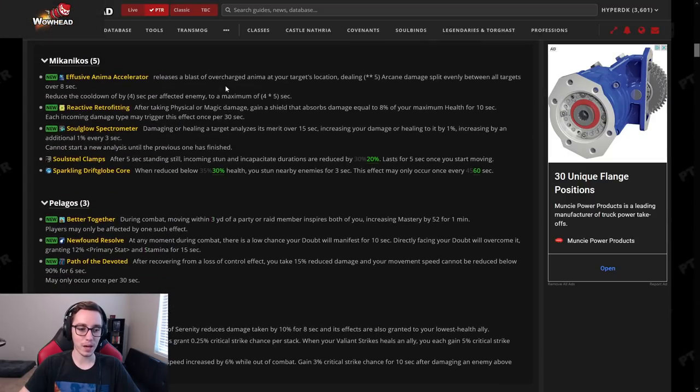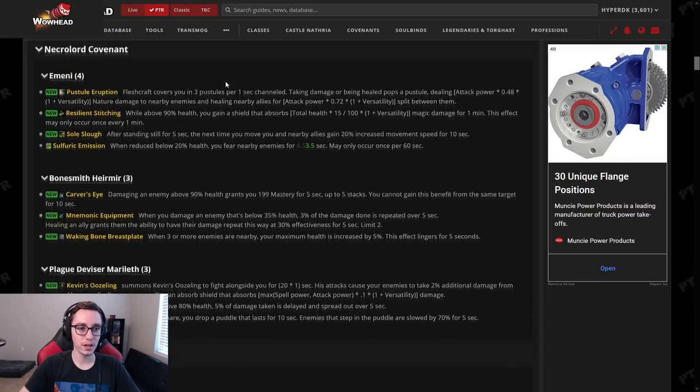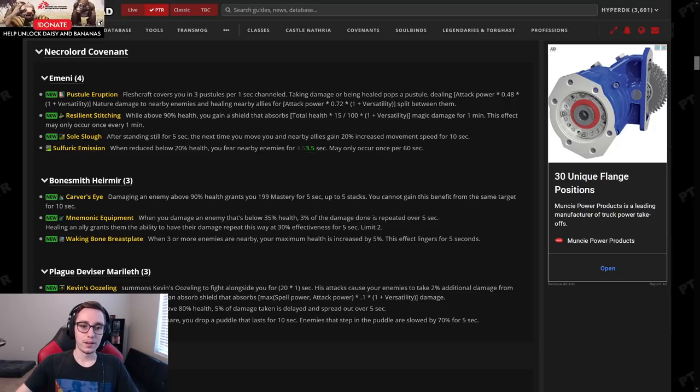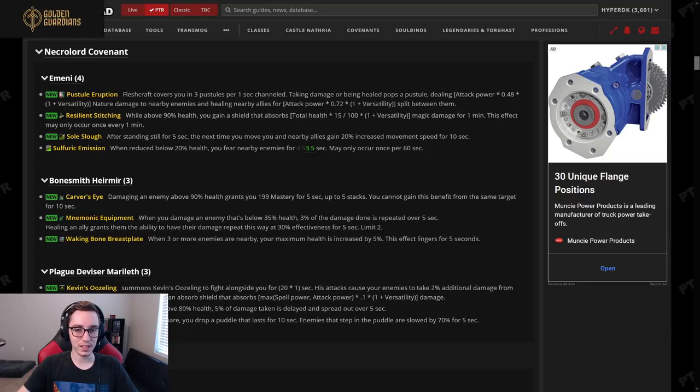And then kind of the same happened with the Necrolord Covenant, where Emeni was the go-to for pretty much both Frost and Unholy. For progression, the last row is very weird. So Fleshcraft covers you in 3 pustules per 1 second channeled. Taking damage or being healed pops a pustule, dealing damage to nearby enemies and healing nearby allies, split between them. So it's okay, but it's nothing exciting.